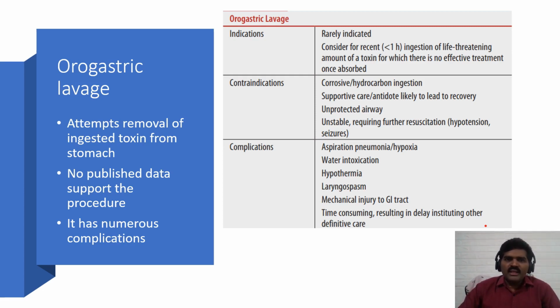So avoid that. Gastric lavage is indicated if there is a recent ingestion. Consider it if the patient presents within 1 hour of ingestion of a life-threatening amount of a toxin for which there is no effective treatment once the drug is absorbed. For all other drugs where there is an effective treatment available, even if the compound has been absorbed, don't institute orogastric lavage. Contraindications for orogastric lavage specifically include corrosive or hydrocarbon ingestion, when supportive care and antidote are likely to lead to recovery, an unprotected airway, and an unstable patient requiring further resuscitation like hypotension and seizures.